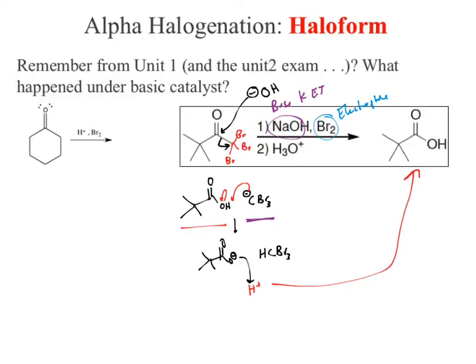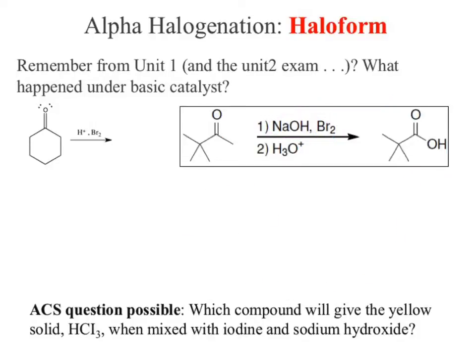This reaction in and of itself isn't a huge issue. Where this typically shows up, though, is actually with this last kind of question on the ACS. They're famous for asking this one. Which compound will give the yellow solid CHI3 when mixed with iodine and sodium hydroxide?